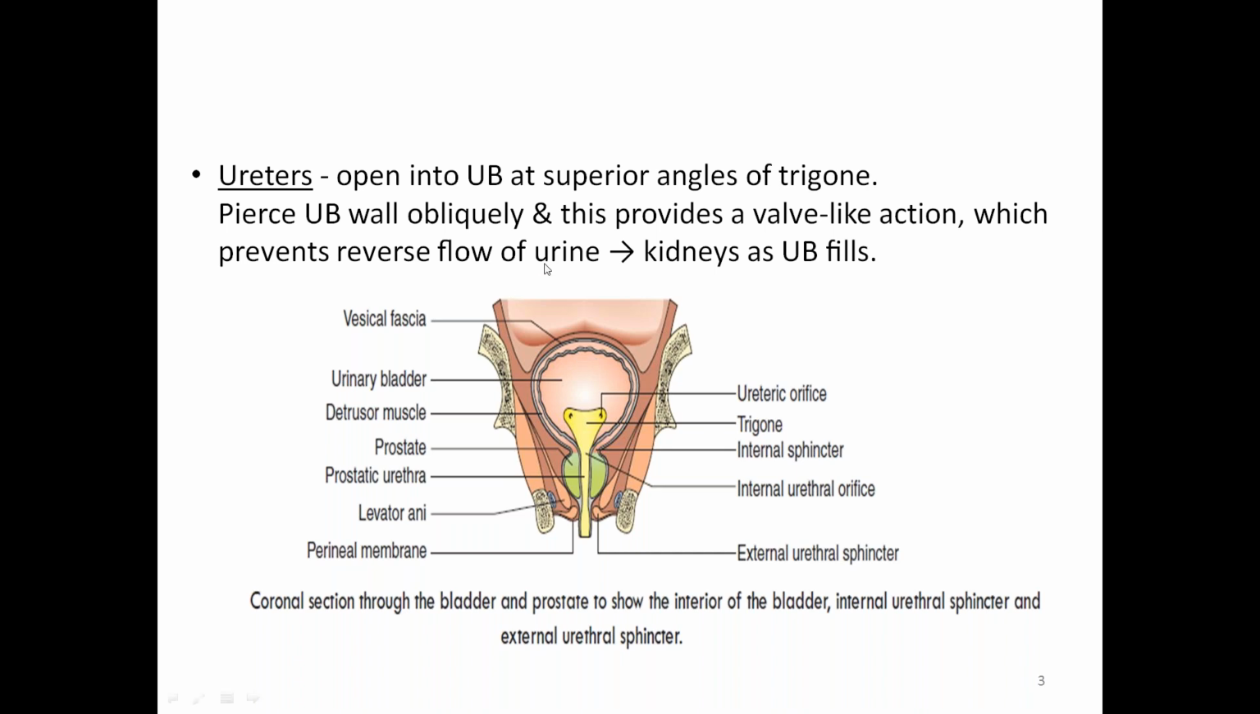Now this lowest part of the bladder is the neck, which is actually the most fixed part of the bladder. And at this neck here, see, here are your ureteric orifices. So the neck continues further down as the posterior urethra.